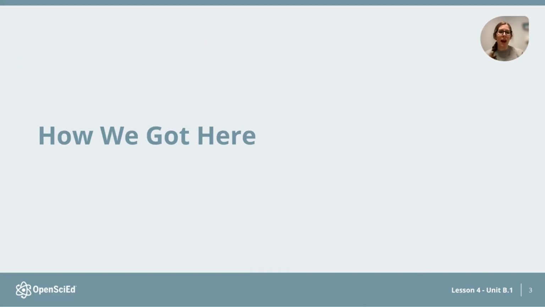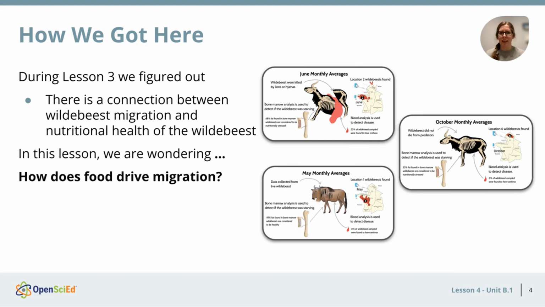Let's first start with how we got here. During lesson 3, the students took a look at those fantastic data cards with the awesome graphics, and they discovered that there is a connection between wildebeest migration and nutritional health of the wildebeest. In this lesson, we're taking it further and we're wondering, how does food drive migration?